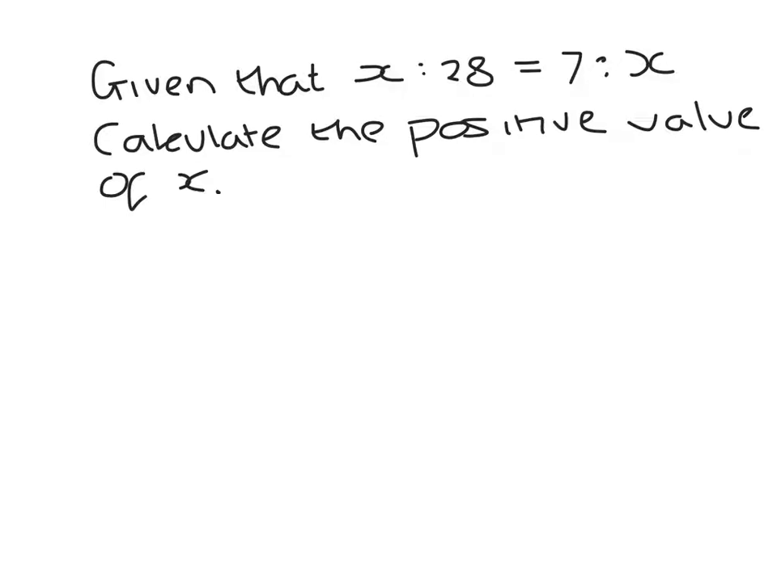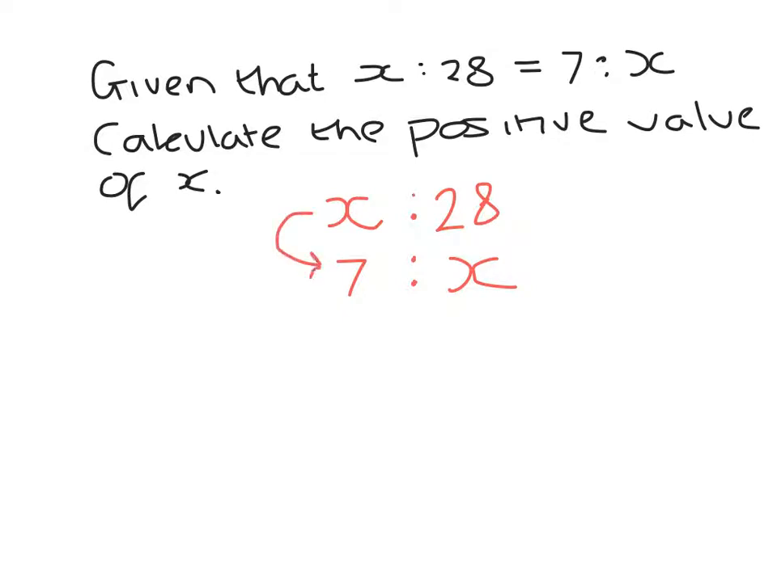Given that the ratio x to 28 is equivalent to the ratio 7 to x, calculate the positive value of x. So I know that these are equivalent to each other. So if I put them on top of each other, I've got x to 28 and 7 to x. Now, I know that whatever I do to one side, I've got to do to the other.